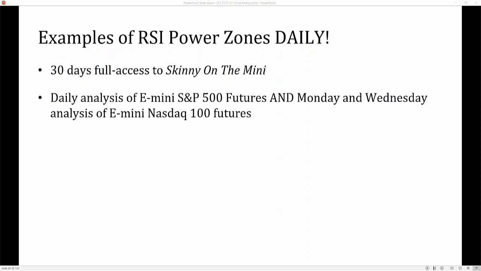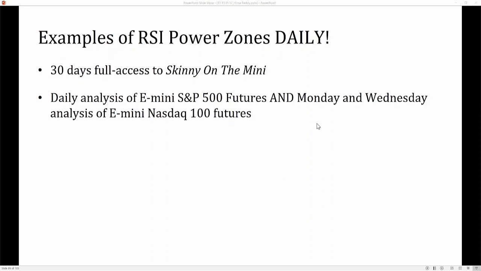So this includes daily analysis of the E-mini S&P 500 futures. So that's every trading day. On trading days where 2 or more major markets are closed, I do not offer the report because liquidity just doesn't seem worth it to me. But for example, Veterans Day, no markets are closed, so we'll have a report.